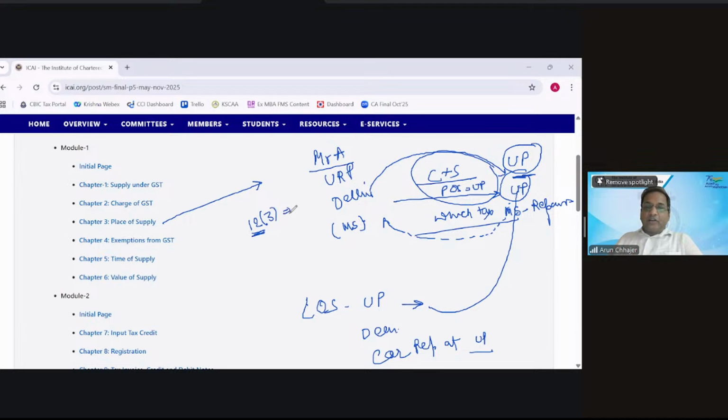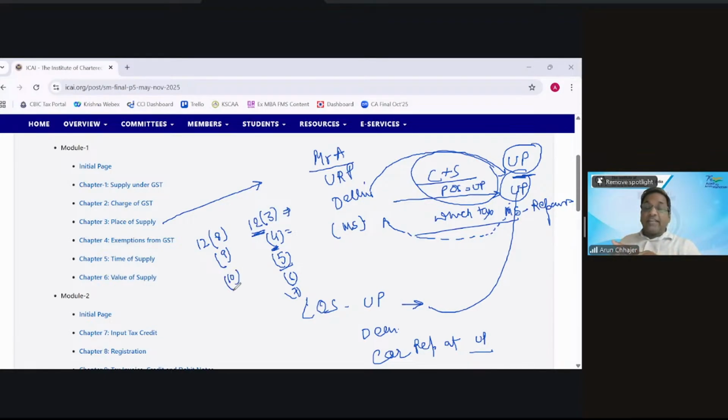12 subsection 3 talks about property. 12 subsection 4 talks about restaurant, beauty treatment, cosmetic surgery, plastic surgery. Is it covering? No. 12.5 training and performance appraisal. Is it my service? No. 12 subsection 6 admission to the event. 12 subsection 7 organization of the event. Is it my service? No. 12 subsection 8 is transportation of goods. Is it my service? No. 12 subsection 9 transportation of passengers. Is it my service? No.